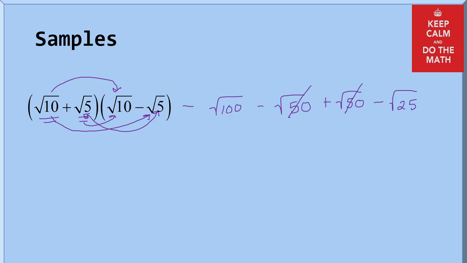So now I'm left with the square root of 100, which I happen to know is 10, minus the square root of 25, which I happen to know is 5. So in this particular case, it's going to all simplify down to a single answer of 5.